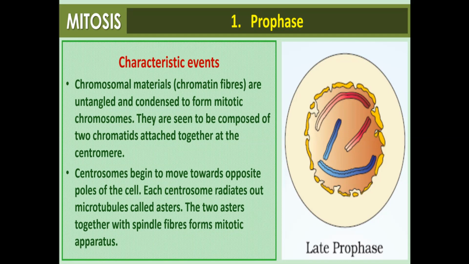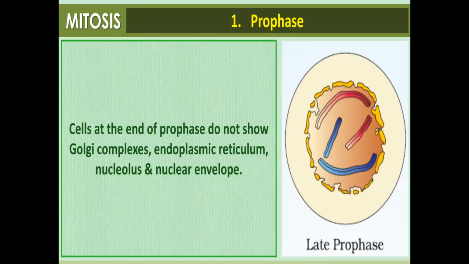The centrosome begins to move towards the opposite pole. In animal cells, the centrosome, which is an organelle that helps in cell division, will move towards the opposite pole. Each centrosome radiates out microtubules called asters. So they will give out fibers, asters. The two asters together with spindle fibers form the mitotic apparatus. Cells at the end of prophase do not show structures like the Golgi complex, nuclear membrane or nuclear envelope, endoplasmic reticulum, and nucleolus.